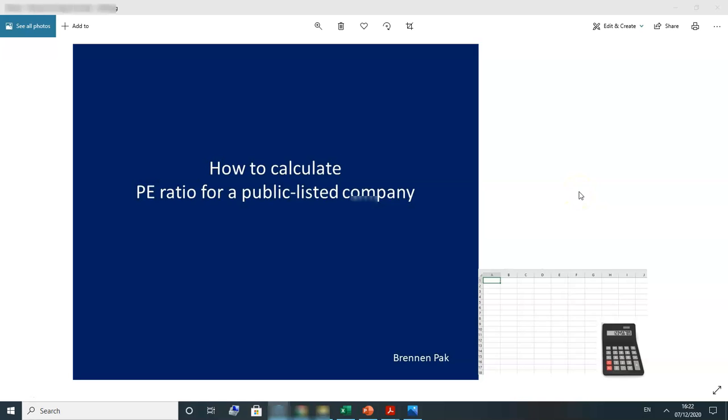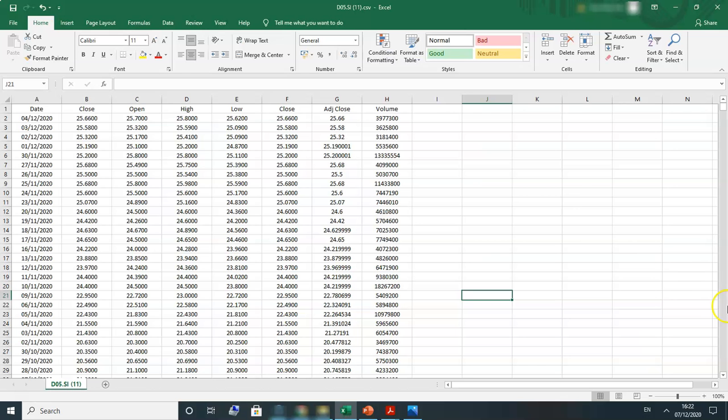Hi, in this video I shall demonstrate to you how to calculate the PE ratio for a public listed company. First of all, we need to download the prices for the listed company, and in this case I am demonstrating using a bank, that is DBS Bank here. Of course you can use any other public listed company as and when appropriate.